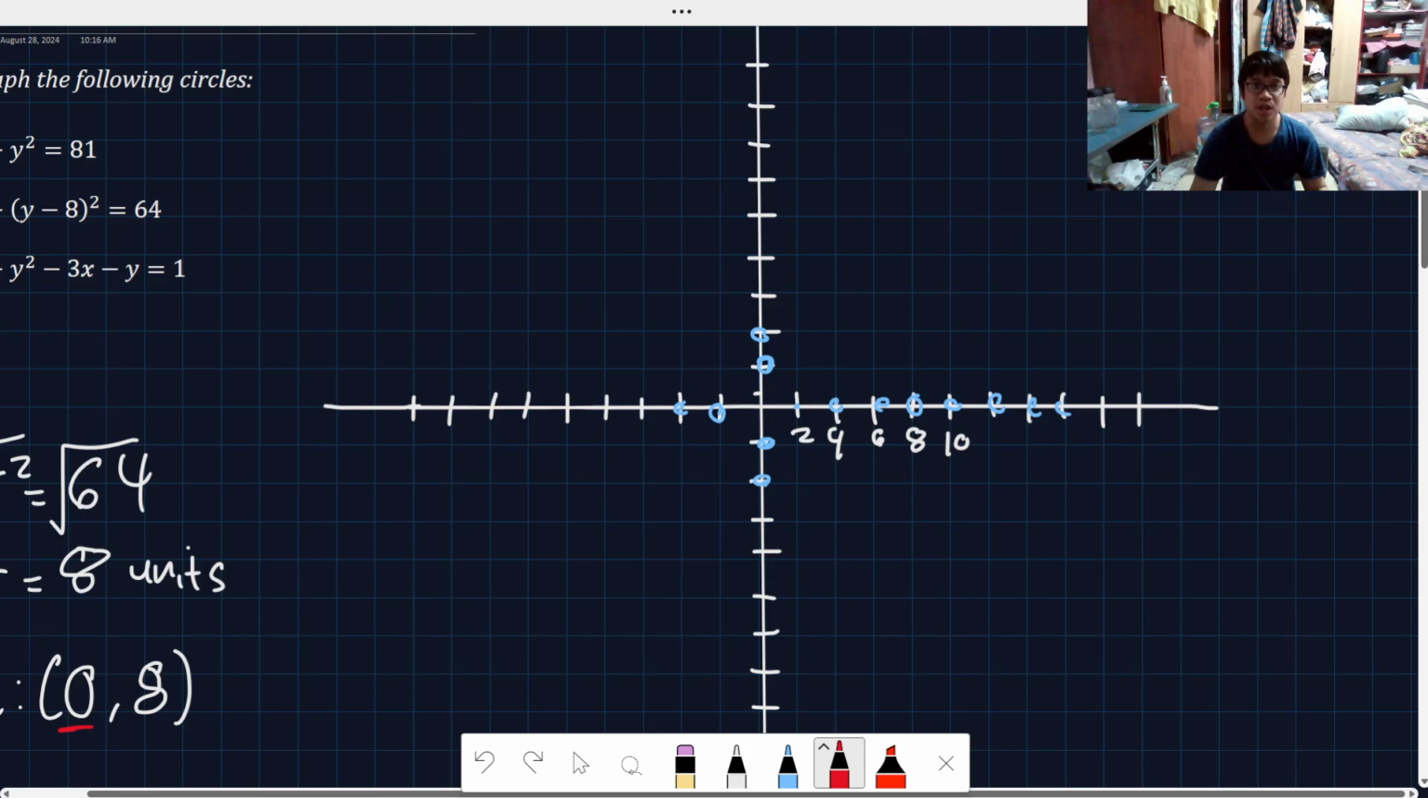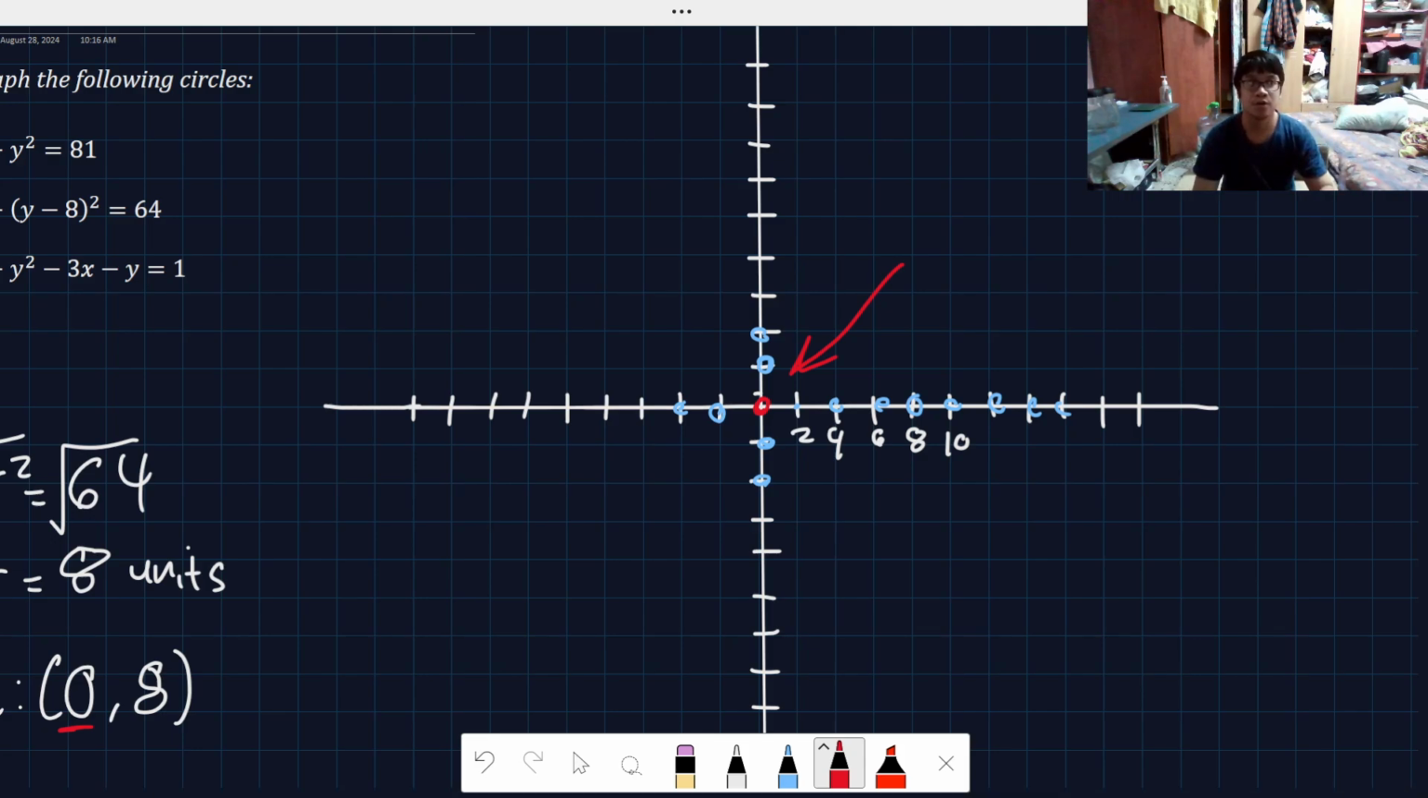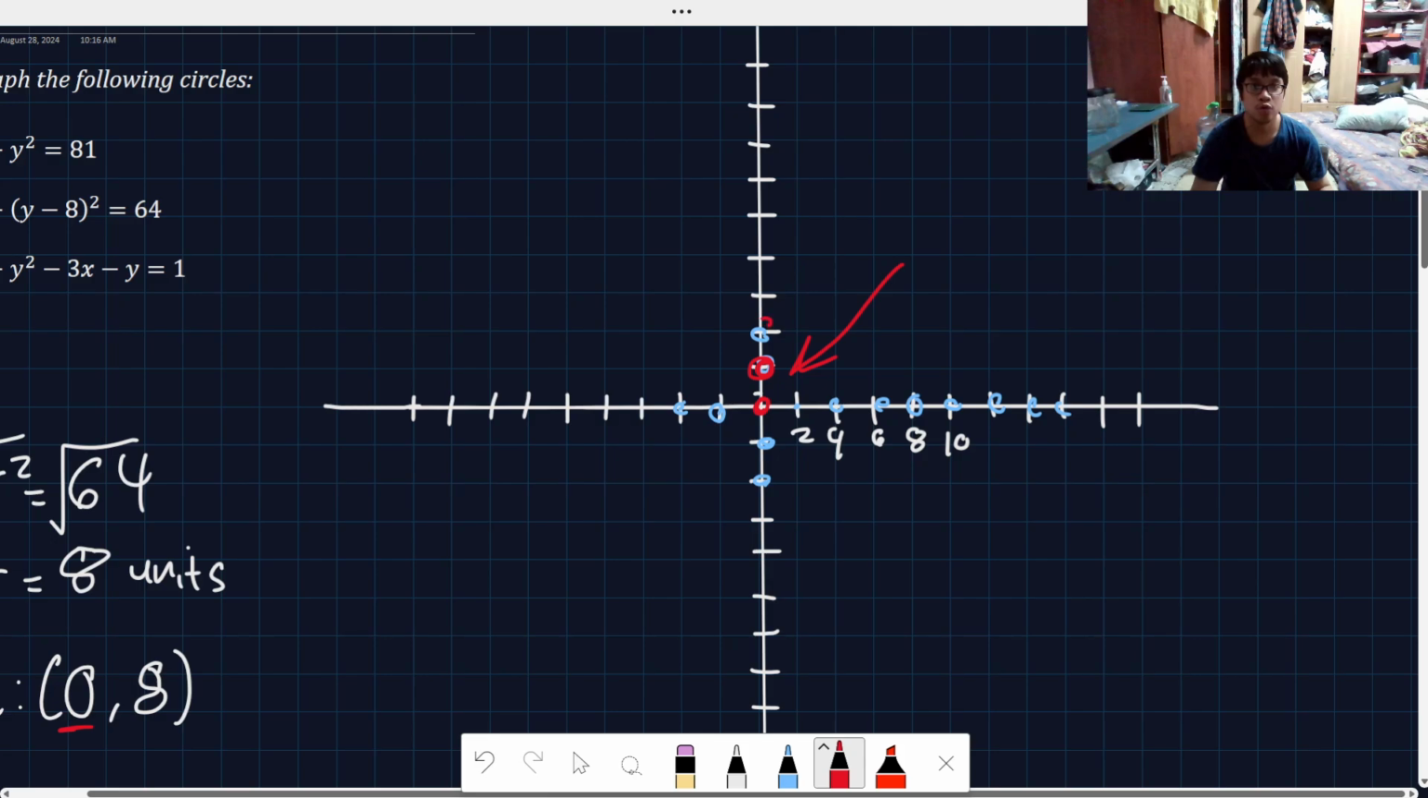So, initially it's here. We will move 8 units upward. Remember, the integers here are multiples of 2. So from 0, this is 2, 4, 6, 8. So here, this is your center. This one is your center.